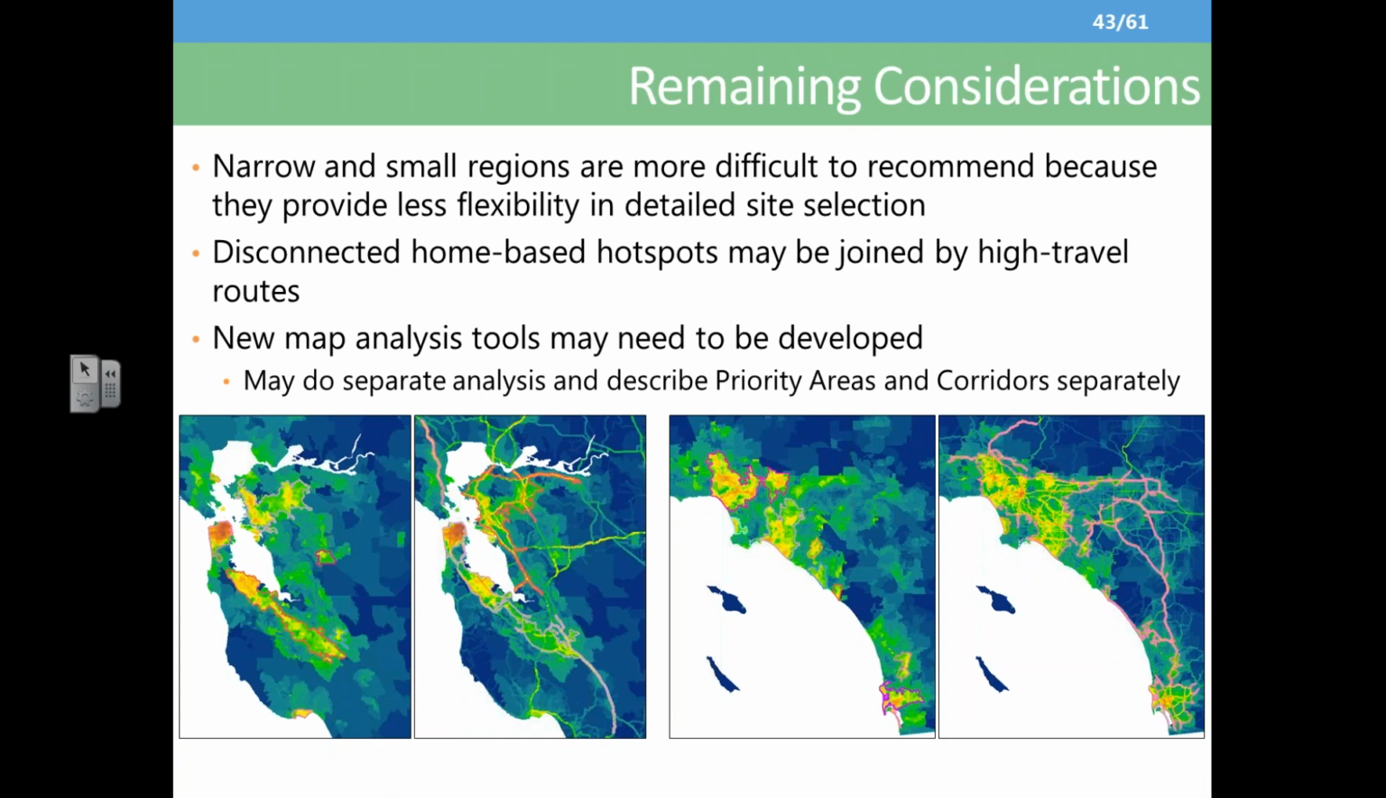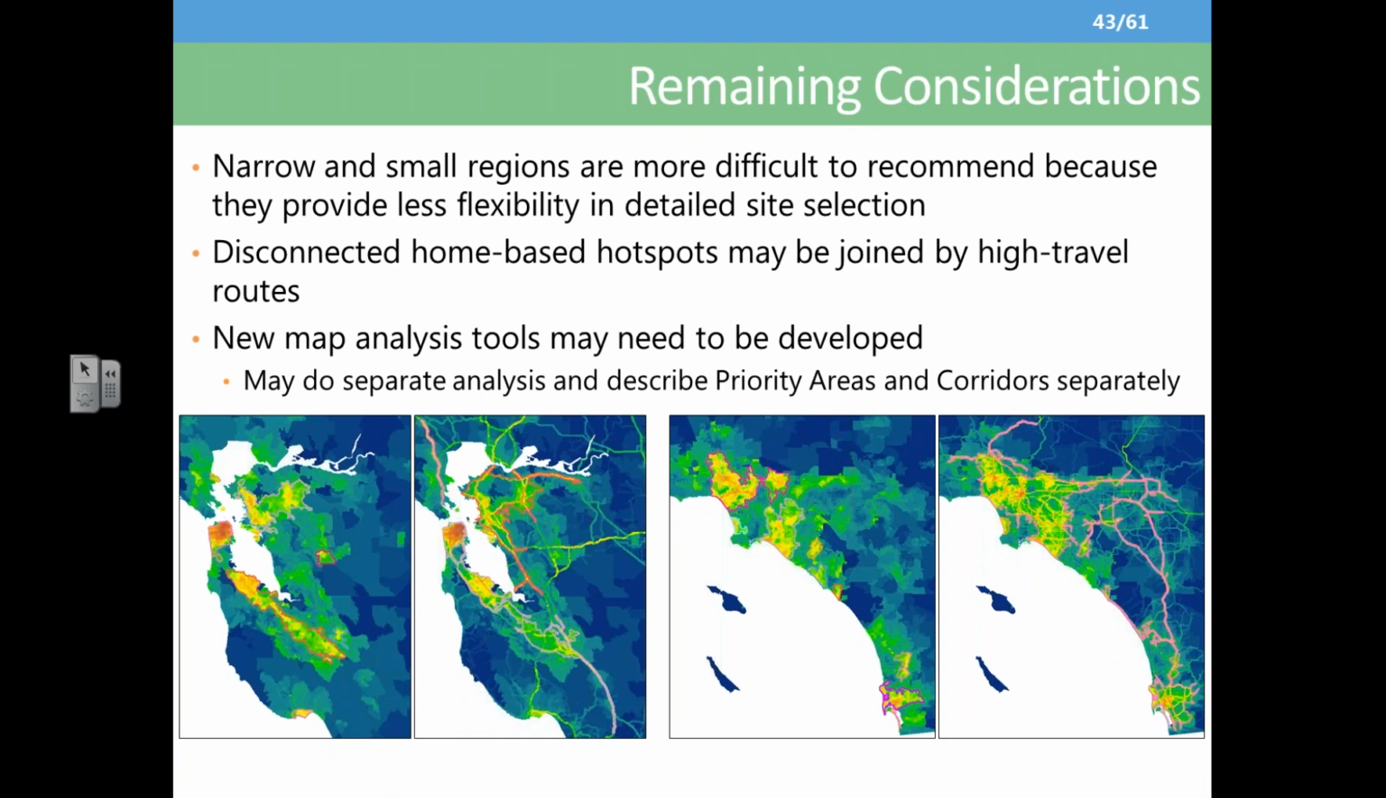And so there are problems here that we have to be able to resolve. First of all, narrow and small regions are more difficult to recommend, and you can see you get some of these, like up north of San Francisco on the 101, one long, narrow stretch that would be identified as a priority area by our tool so far. And that's difficult to recommend because that provides less flexibility to applicants, right? There's not a lot of land area to try to find a station there. It's long and narrow.